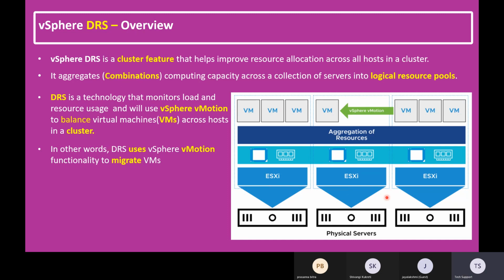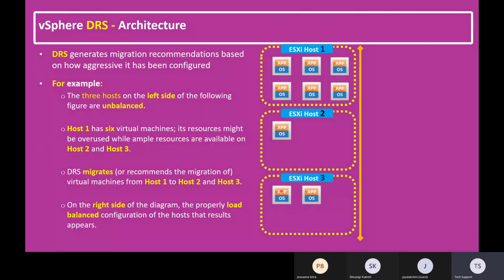For your easy understanding, let's talk about the DRS architecture now. See, this is the DRS architecture. It will give you the complete idea of how it works. DRS generates migration recommendations based on how aggressively it has been configured. For example, in the left side diagram, you can see 3 ESXi hosts. The figure is showing an unbalanced cluster. Unbalanced means ESX1 is running 6 virtual machines, while ESX2 is running only 1 VM, and ESX3 is running 2 virtual machines. So the resources are not in a balanced manner. It is considered unbalanced.